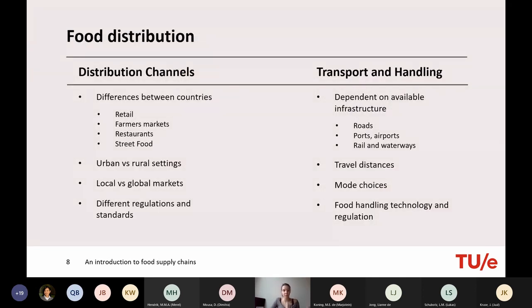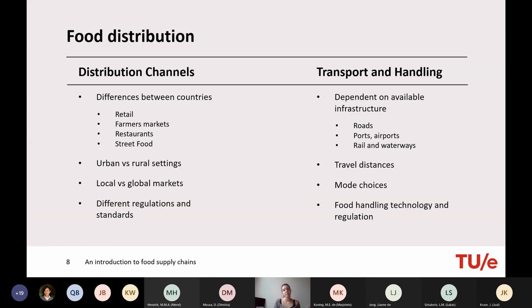With regards to food distribution, we can focus on two aspects here. First, distribution channels, which are often different between countries or between chains as well. So this might not be super relevant for you guys because the chain has a clear customer. But there are retail outlets, farmers markets, restaurants, and street food. Depending on the country, this may be different.